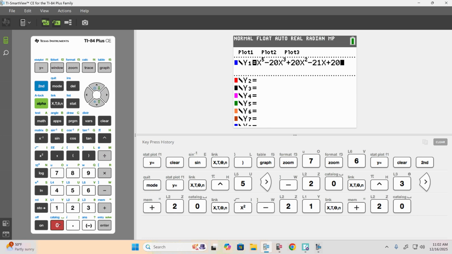Yes, ma'am. Y equals. Now, the number of zeros that we should have is 5. But at minimum, we need 3. We need 2 less than the degree. Since the degree is 5, we need at least 3. You need a variable in front of the 5, you need that x in front of the 5th power. If you do get an error, do ask.